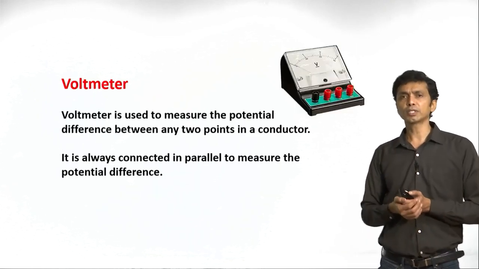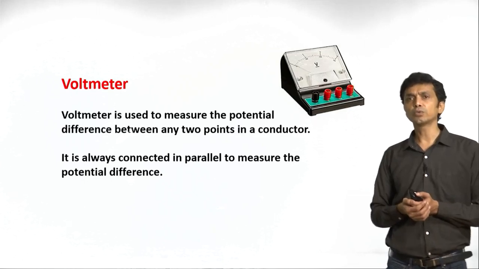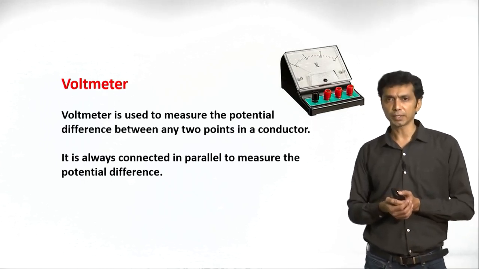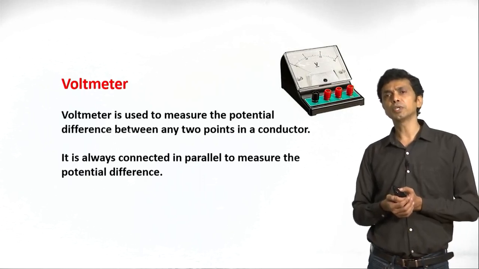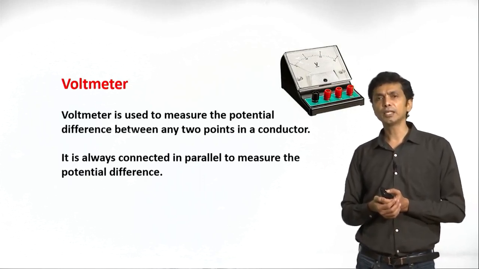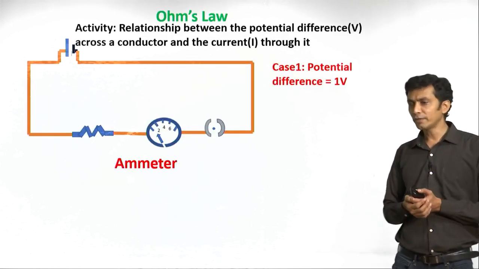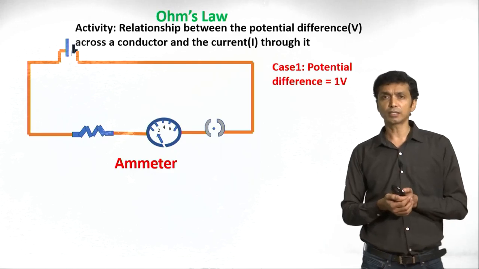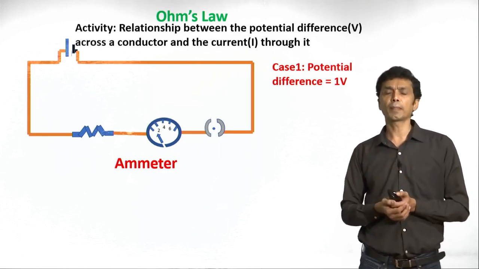In order to measure the potential difference in the electric circuit, we make use of the voltmeter, and remember, it is always connected in parallel to measure the potential difference at any 2 points in the electric circuit. So, now we have learned some basic concept of electric current. We are going into the second concept, that is the Ohm's law.